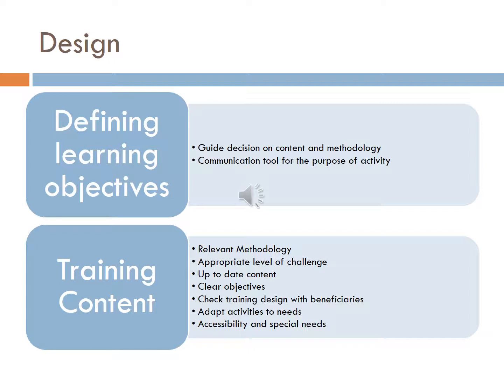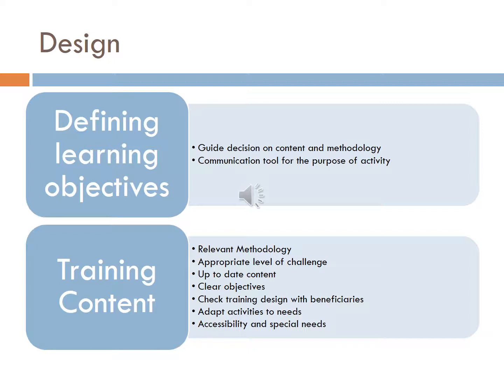So when we talk about defining learning objectives and training content, first you decide on your objectives, and it's the purpose of the activity. What do I want these people to do after this training? And this is how you start your learning objectives, as we said before. And then your training content, and then you go and check the methodology, the appropriate level of challenge, what could be appropriate for those people regarding their level of literacy and their level of knowledge, and so on.